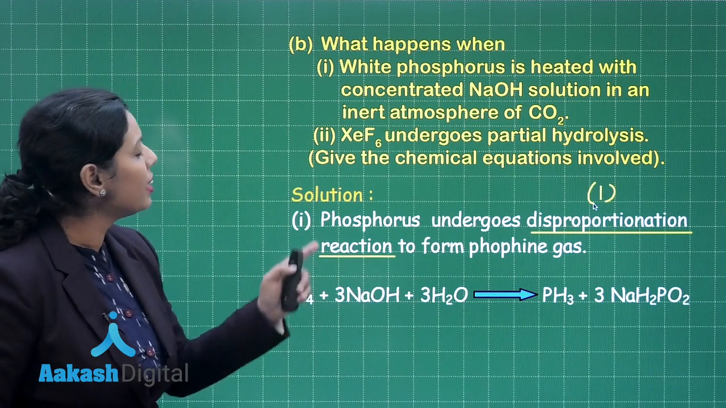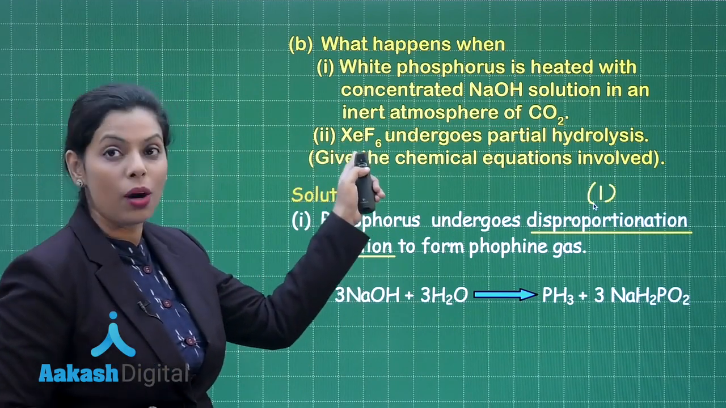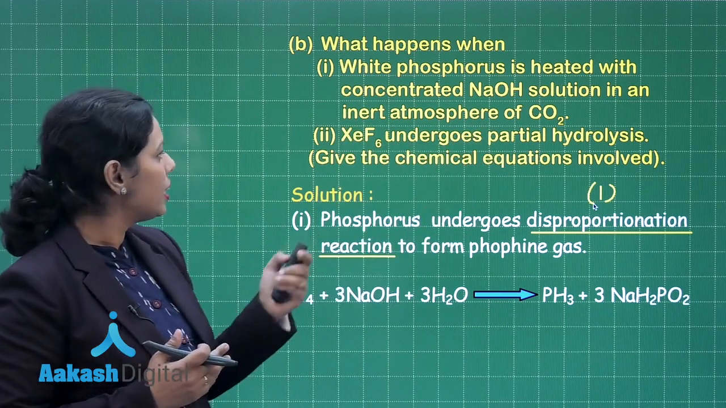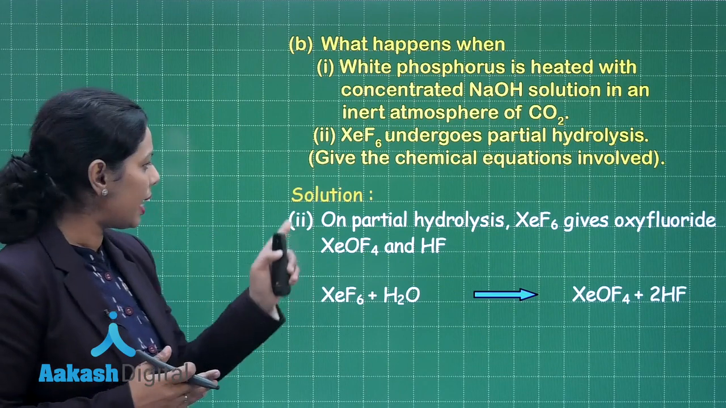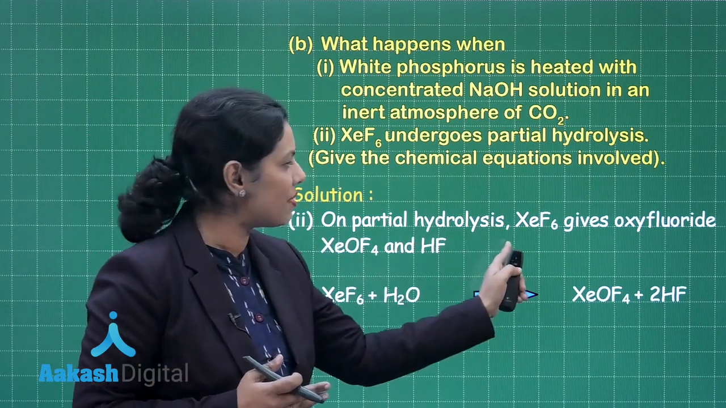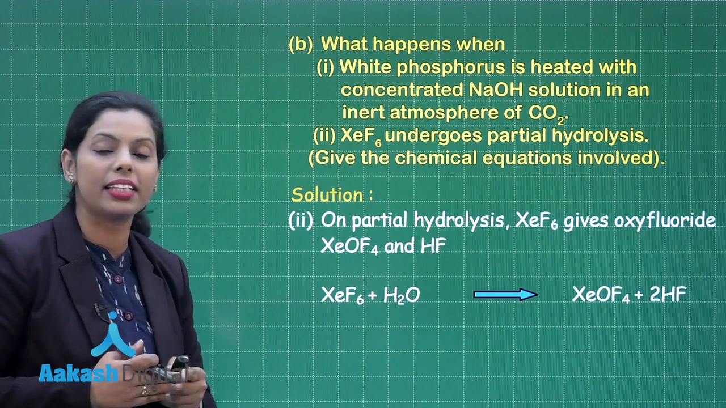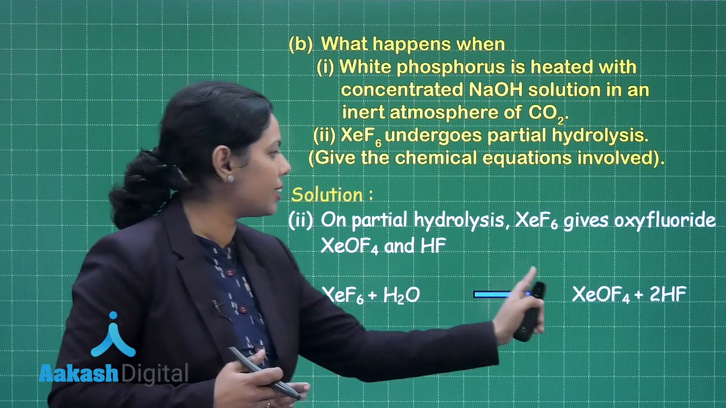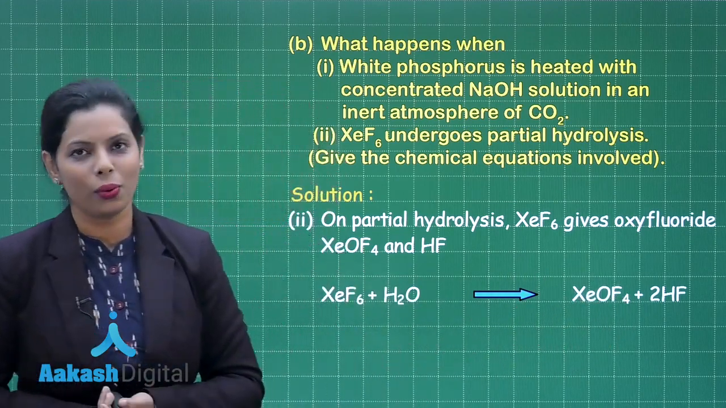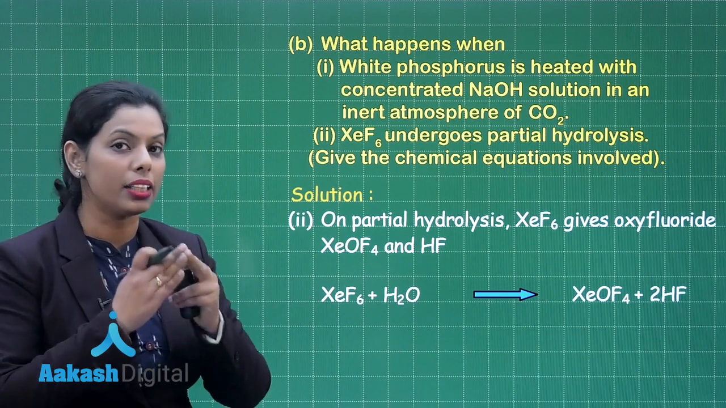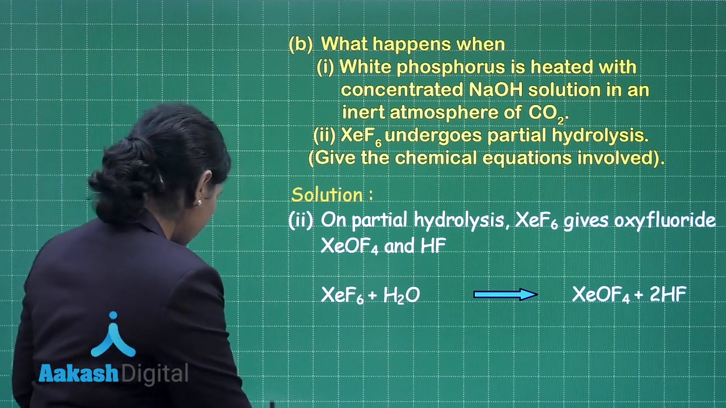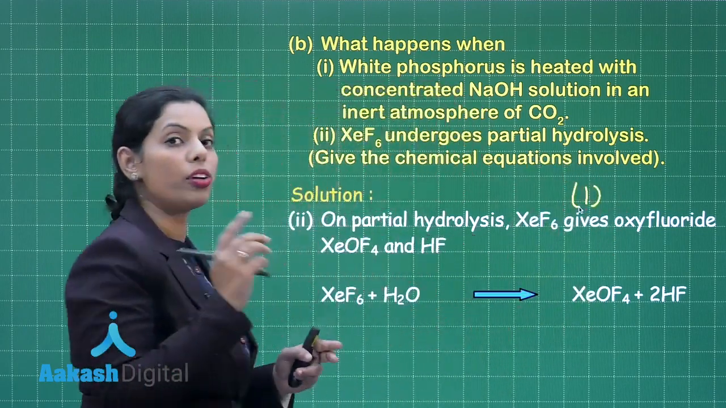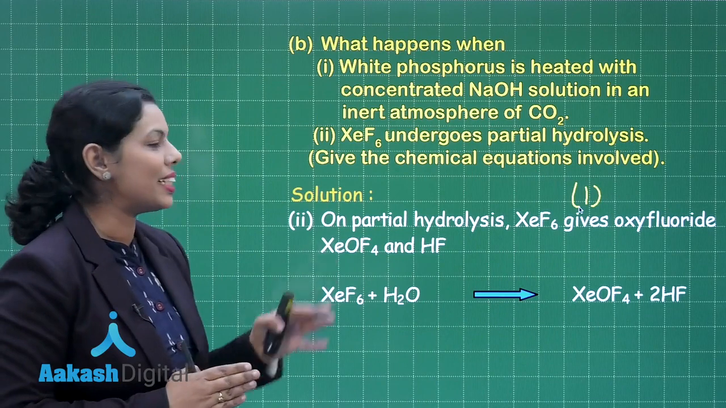After that, the next part, XeF6. This is a compound of the inert element xenon. It undergoes partial hydrolysis. So here is the solution of this part: on partial hydrolysis, XeF6 gives the oxyfluoride XeOF4 and HF. It means two substances are formed, one is XeOF4 and the other is 2HF. If you write this reaction in your answer, then definitely you will obtain 1 mark for this segment also. So till now we have obtained 5 marks for this particular question.